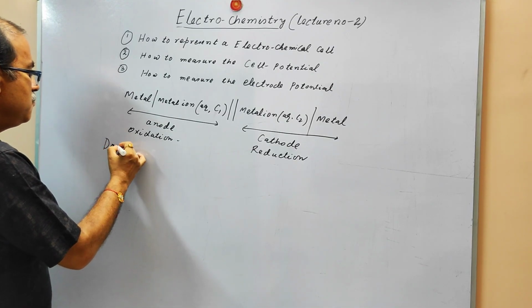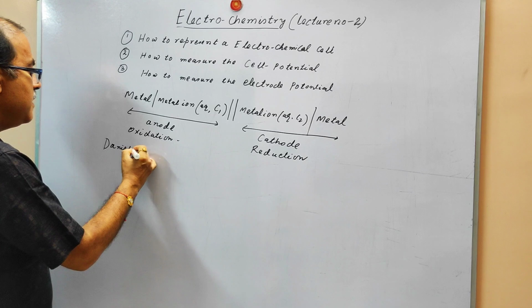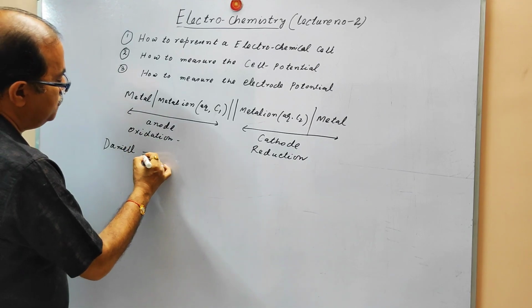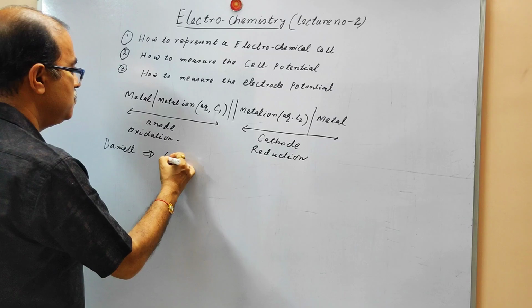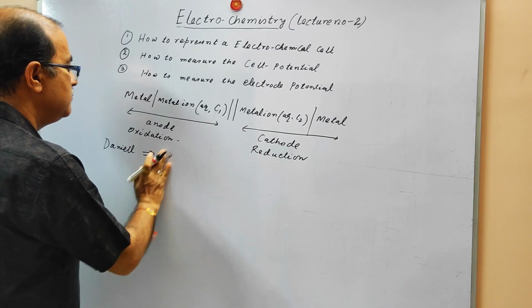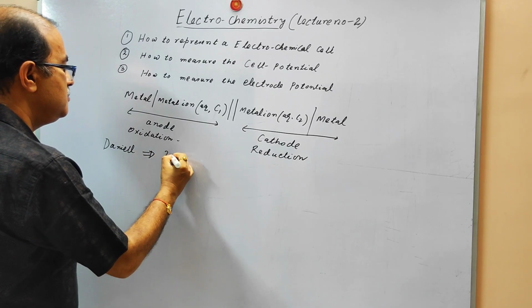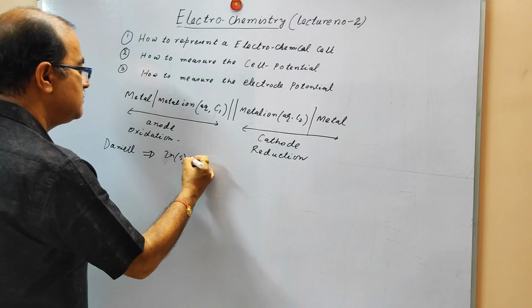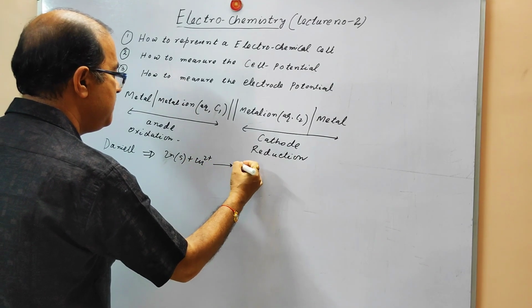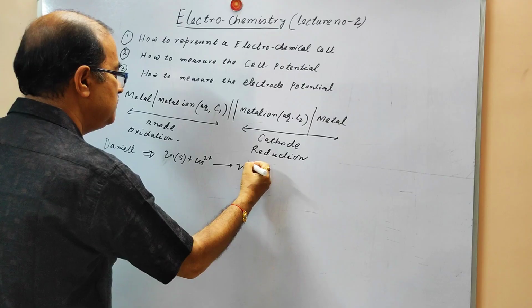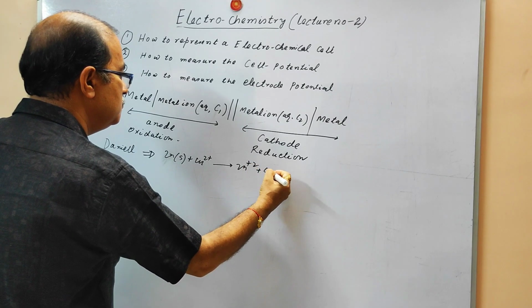Now this can be easily understood if we take one very basic example, the Daniel cell. We know the Daniel cell, the reaction is going on like this: Zn plus Cu2+ gives Zn2+ plus Cu.